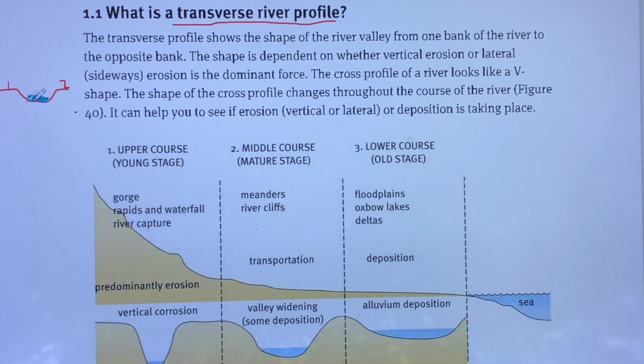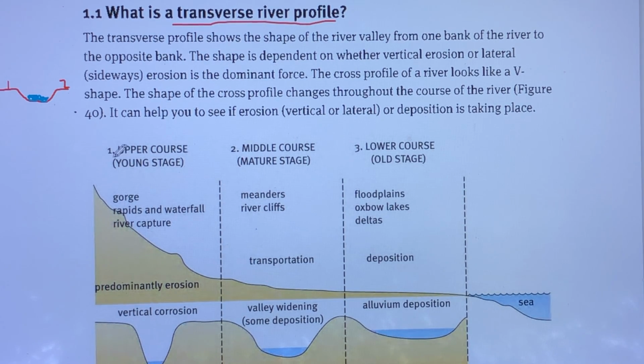So this is it. There's water inside, and this is the river bank on the opposite side. I hope you can all see, guys. This is the cross section of a river, or the transverse profile of a river, and it differs in each and every course. You know that we have the upper course, the middle course, as well as the lower course. It differs depending on which type of erosion is dominant in that particular course.